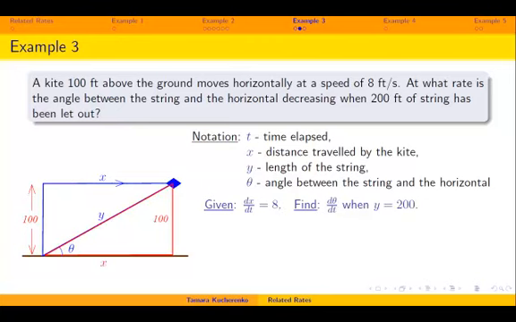From the red triangle, we see that tangent theta equals 100 divided by x. Now differentiate this equation with respect to time. The derivative of tangent theta is secant squared theta times the derivative of theta with respect to t, equals 100 times the derivative of 1 over x, which is negative 1 over x squared times dx dt.